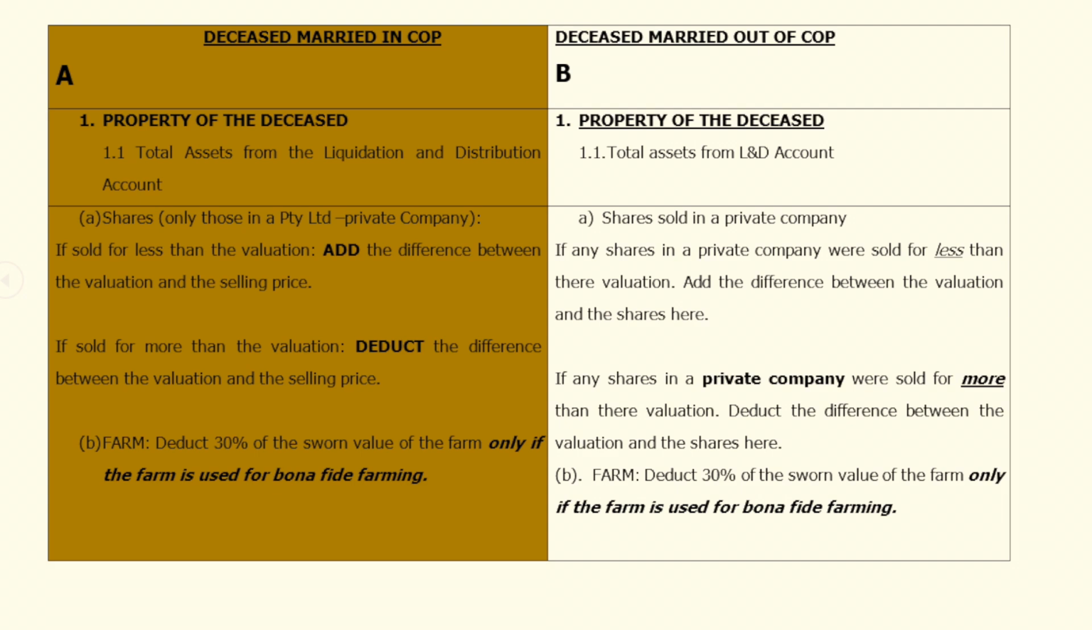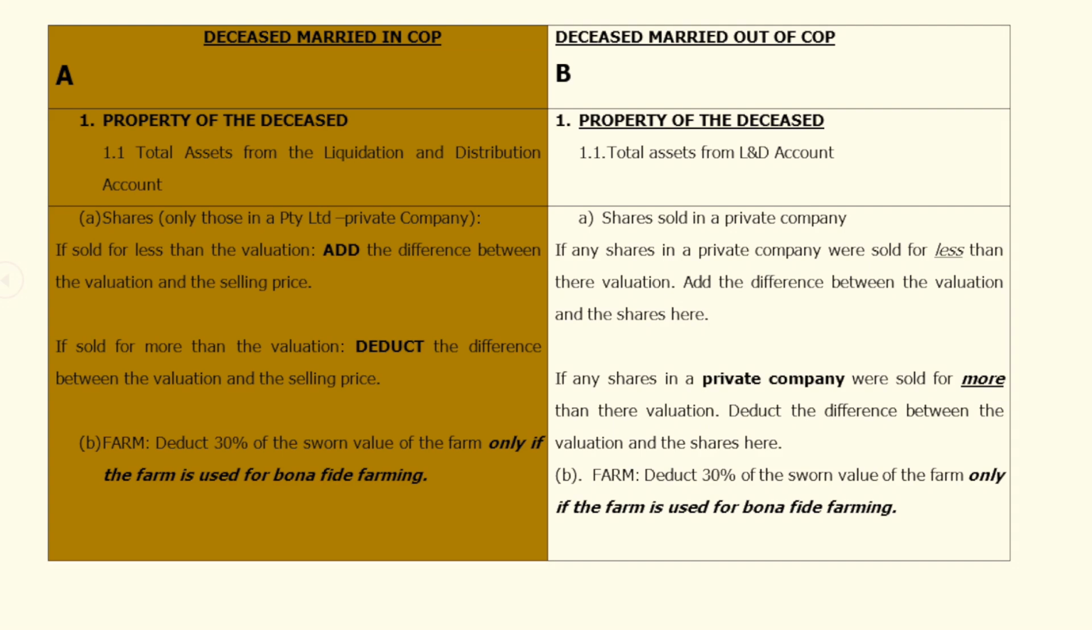The other thing that you deal with is the farm. If they say there is a farm that is used for bona fide farming, you have to deduct 30% of the sold value of the farm. If the farm is for 5 million, you have to deduct 30% of that 5 million. You do the same thing under column B if the deceased is married out of community of property. So here there is not really a difference between the one who's married in community of property and the one who's married out of community of property.